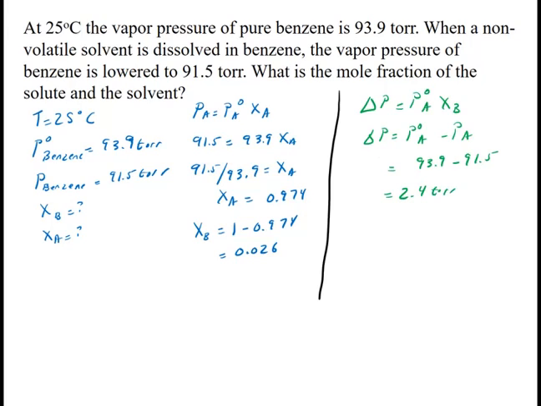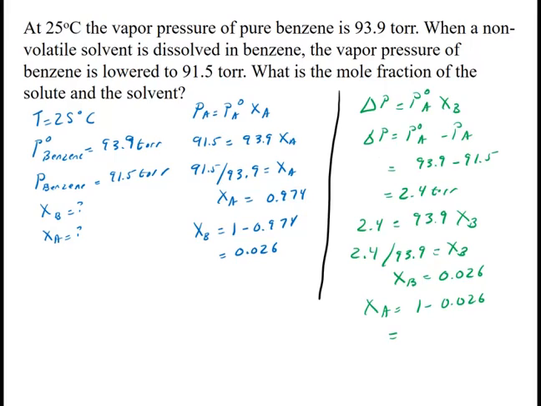torr. And then the 2.4 is equal to 93.9 times the mole fraction of B. So 2.4 divided by 93.9 is the mole fraction of B, or the solute. And so the mole fraction of B is 0.026, and the mole fraction of A is 1 minus the 0.026 to give me the 0.974.